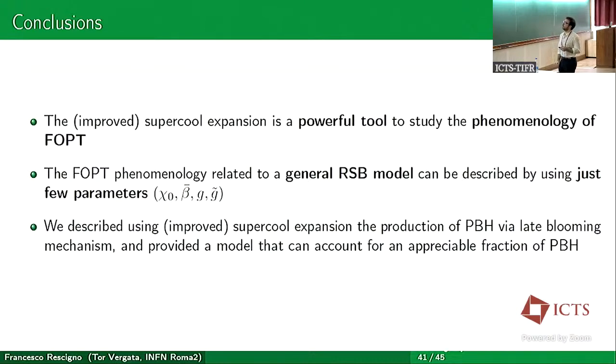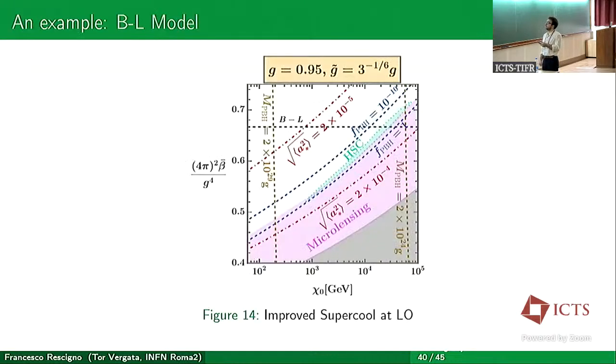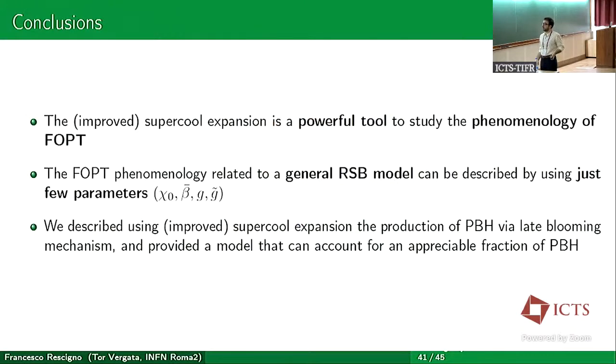And we were also able to provide a model that can take into account the production of a large amount of primordial black holes. As you can see here, also if you don't look at this region, one can choose several values of G, and the B-L model still produces a considerable amount of primordial black holes. But this is just an example. One can try to do it with other specific RSB models. So I finished.